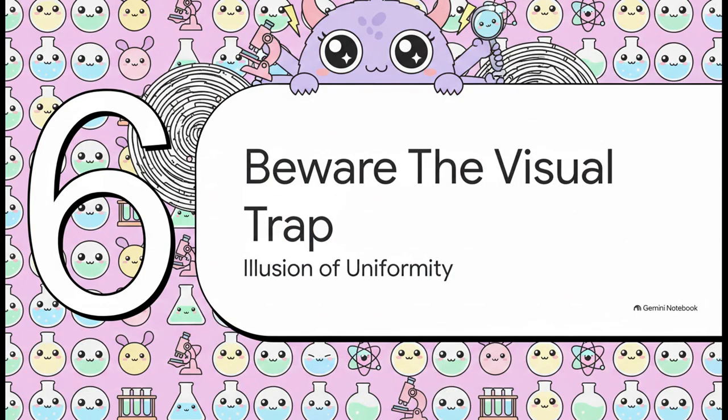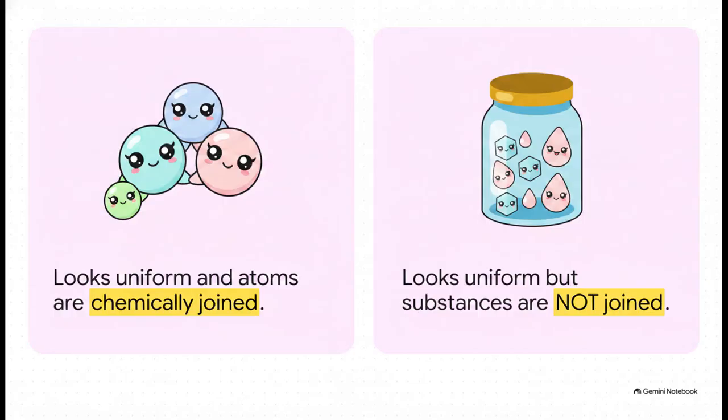Section 6. Beware the visual trap. Now, I have to warn you about the ultimate boss of matter classification, the illusion of uniformity. The trap is this. Just because something looks completely uniform to your eye does not automatically guarantee it's a compound. Pure water, which is a compound, and salt water, which is a homogeneous mixture, look completely identical to the naked eye. The defining difference is entirely microscopic. You always have to ask, are the atoms actually chemically joined? If yes, it's a compound. If they are just sharing space without bonding, it's a homogeneous mixture.